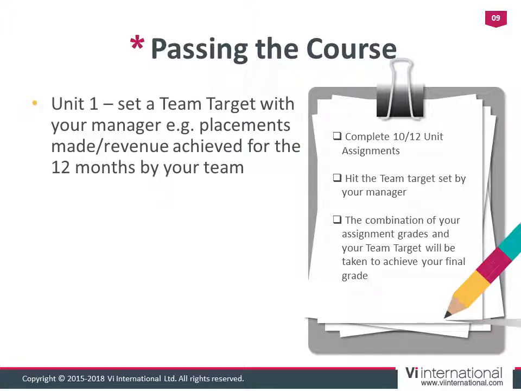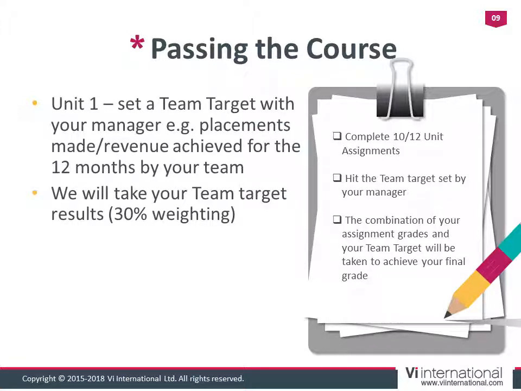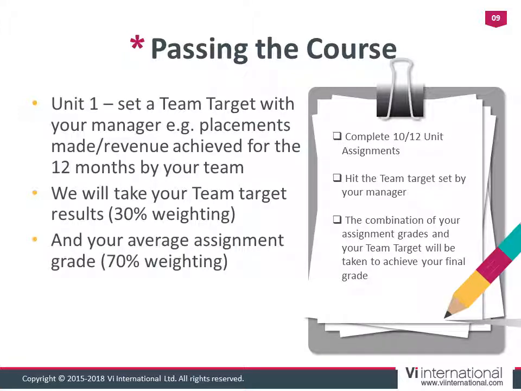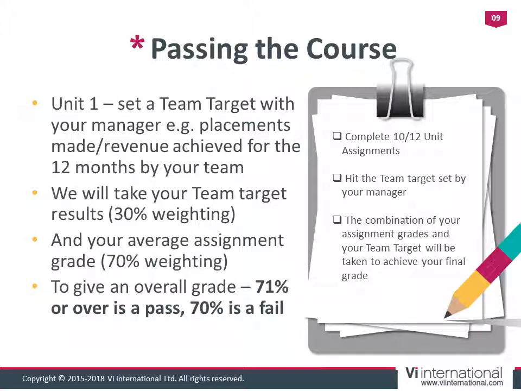Passing the course. In Unit 1, you're going to set a team target with your manager. We will take your team target results and your average assignment grade to give an overall grade. 71% or over is a pass, 70% and under is a fail. We've set the course up in this way to ensure that not only can you show us how you will use the content via the assignments you will complete, but you also have to show us that you have used the content. You'll hear this phrase a lot during the 12 weeks: a theory without action is useless, so take action. Your success depends on it.